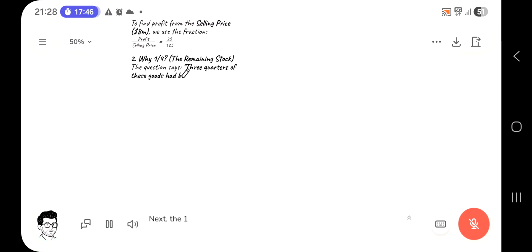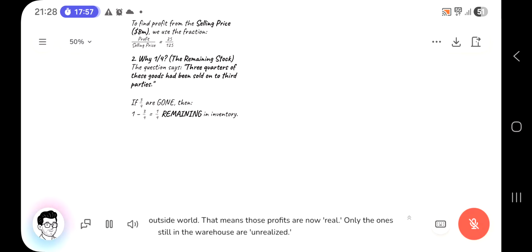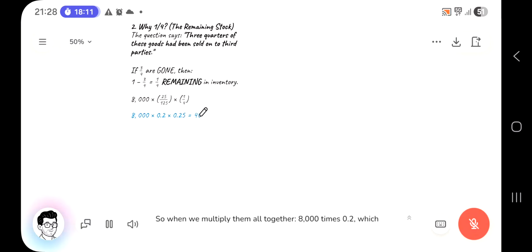Next, the 1/4. The problem says 3/4 were sold to the outside world. That means those profits are now real. Only the ones still in the warehouse are unrealized. If 3/4 are gone, 1/4 is left. So, when we multiply them all together, 8,000 times 0.2, which is 1,600, then 1,600 times 0.25 gives us that final 400. Are those fractions clear now?